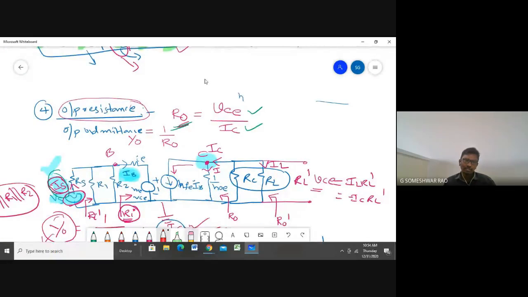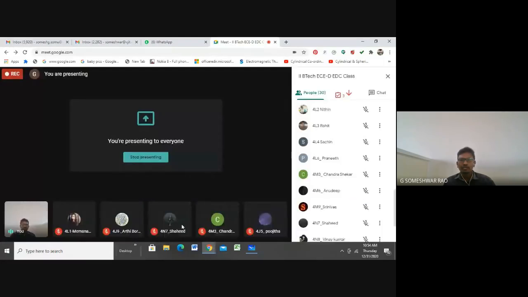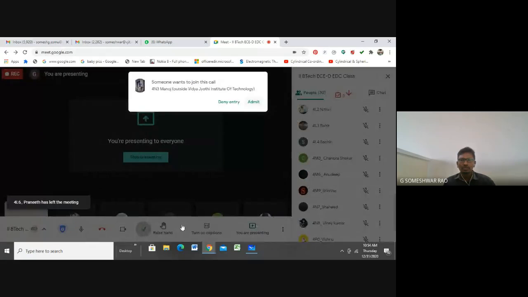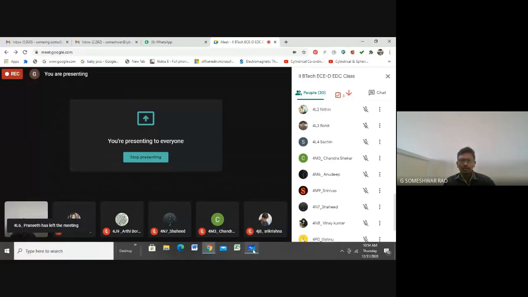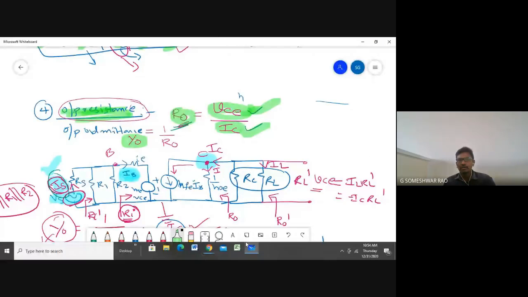In the class before last, we discussed output resistance. The output resistance R naught is equal to output voltage by output current. In the CE amplifier, the output voltage is VCE divided by IC. Initially we calculate the output admittance, which is 1 by R naught. If we can calculate the output admittance, from that we can calculate the output resistance.